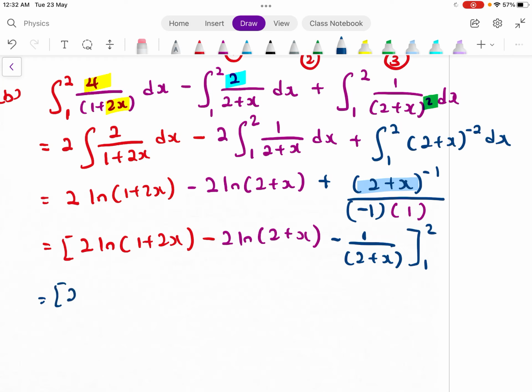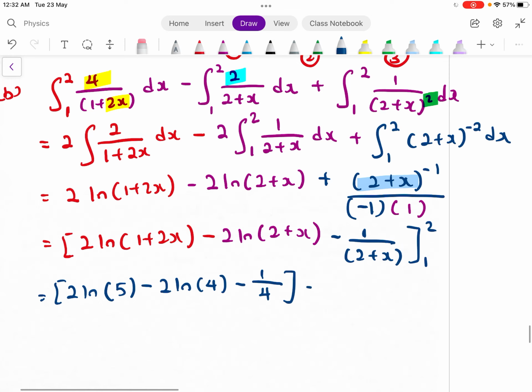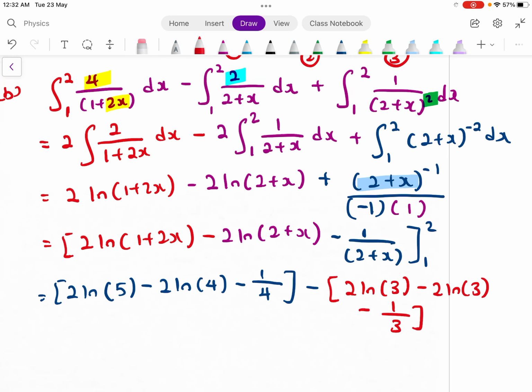So you substitute in 2 first: 2 ln, 1 plus 4, so it's 5, and minus 2 ln of 2 plus 2, which is 4, and then minus 1 over 2 plus 2, which is 4. Then you put a minus sign, minus the bottom number, which is 1. So it's 2 ln of 1 plus 2, so it's 3. Next will be minus 2 ln 3. Then next will be minus 1 over 3.